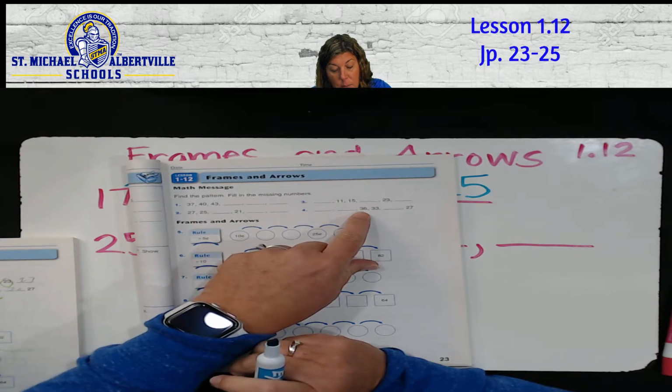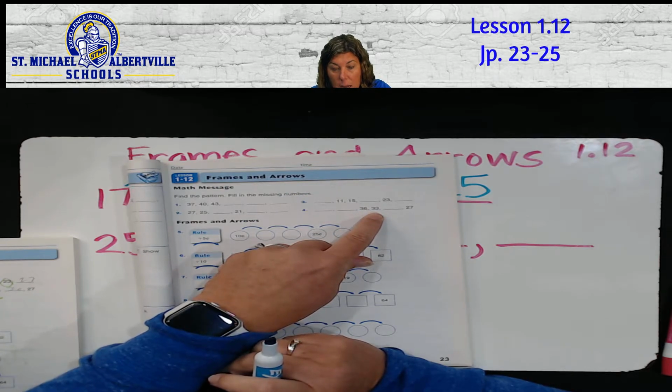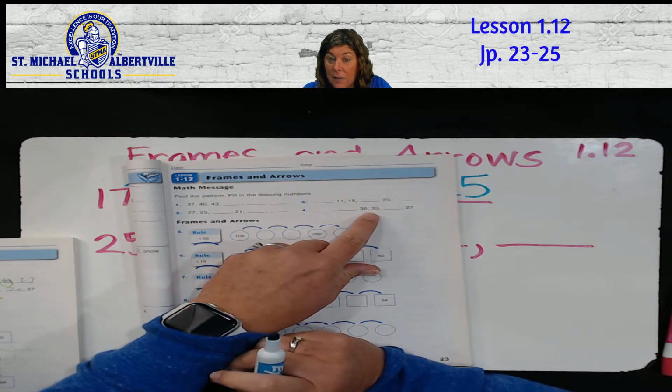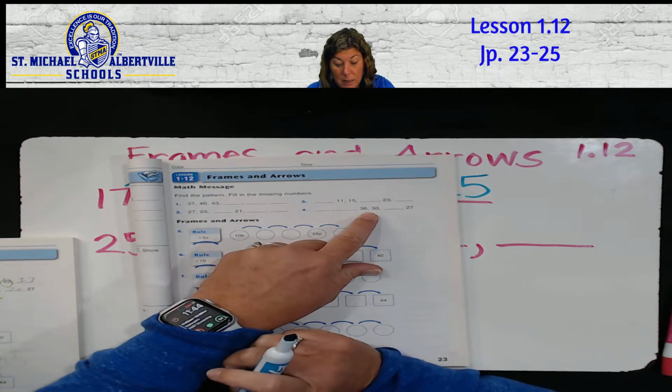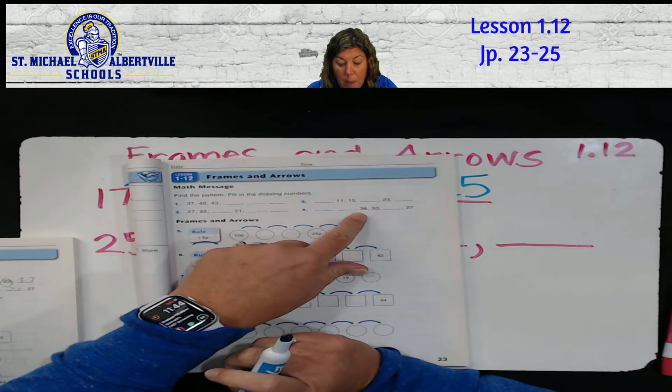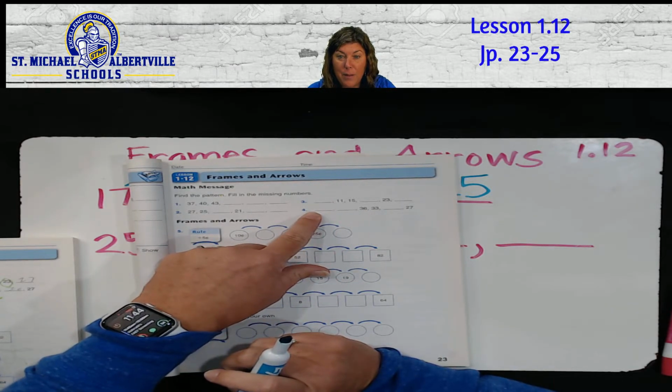Now, if the pattern, like this one, goes from 36 to 33, this pattern is going down. They're subtracting. Figure out how many they're subtracting, and then when you go backwards, you'll add them.